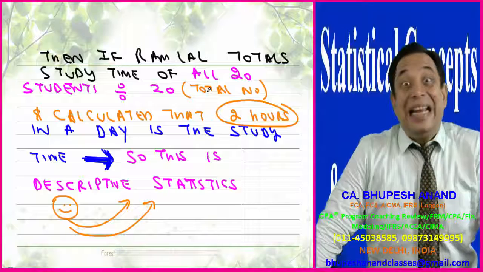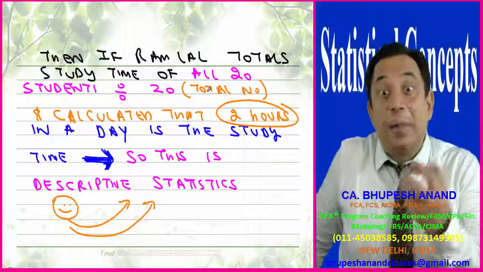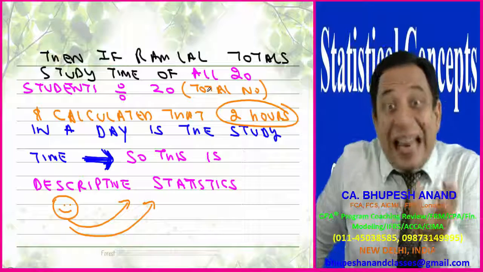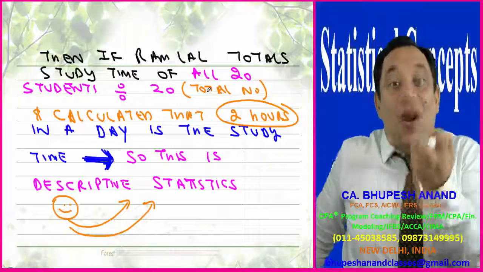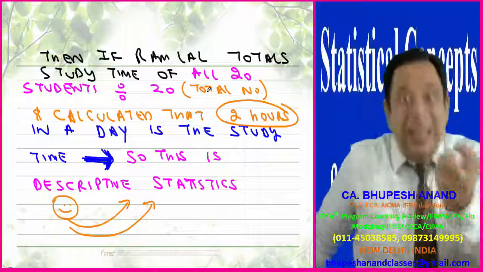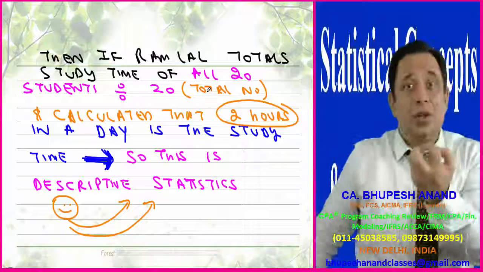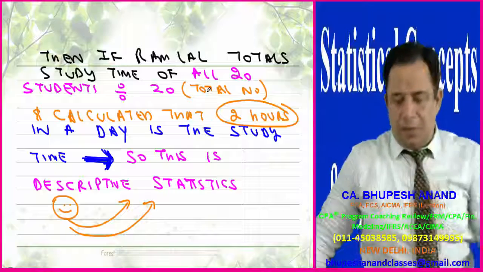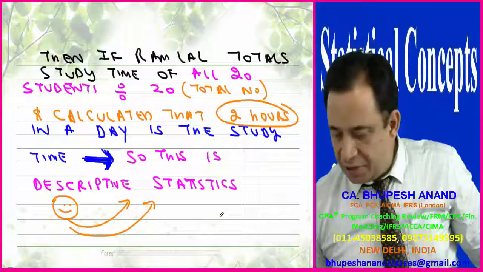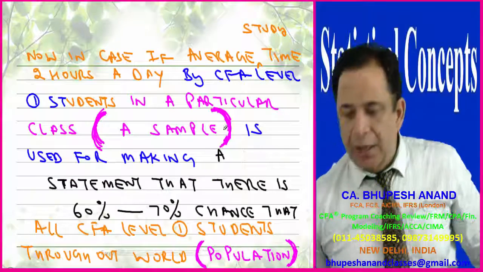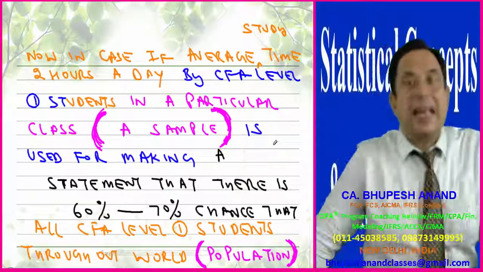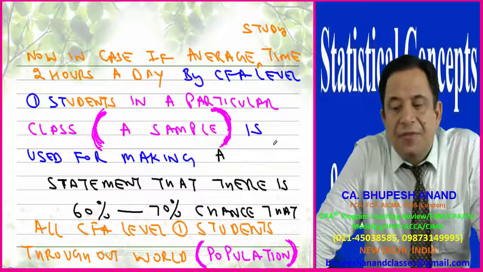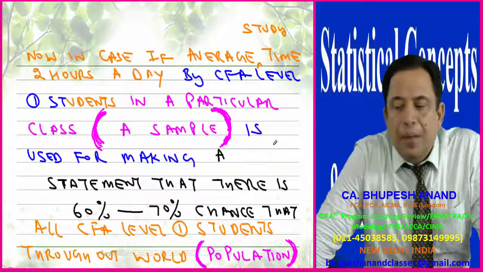Then I will say we are calculating the characteristic or the feature of a data set of 20 students who are coming for classroom coaching for the CFA level 1 examination. So this is descriptive statistics. But in case of an average study time of 2 hours a day by CFA level 1 students in a particular class.